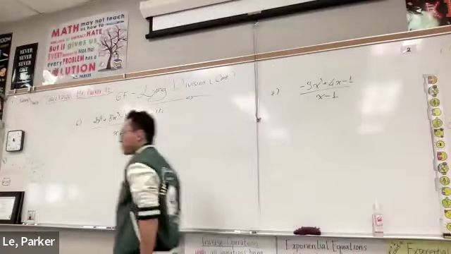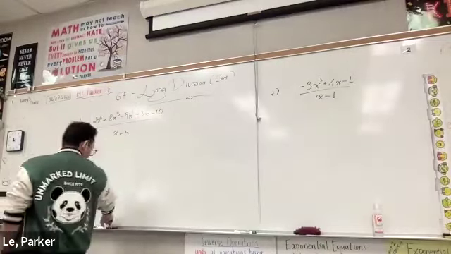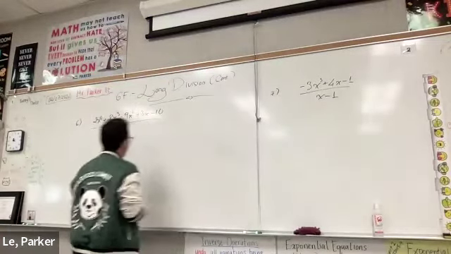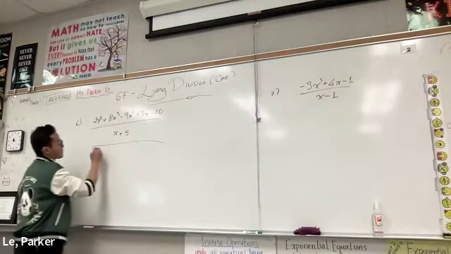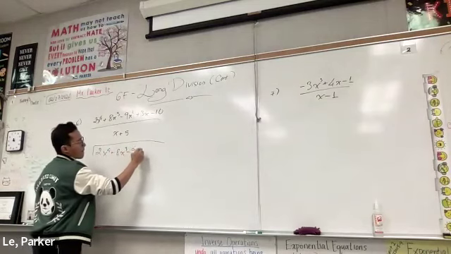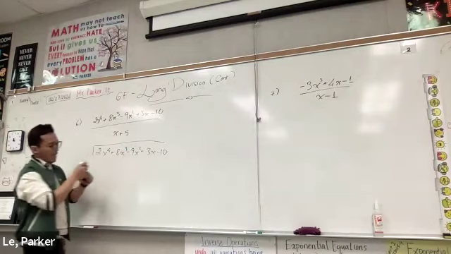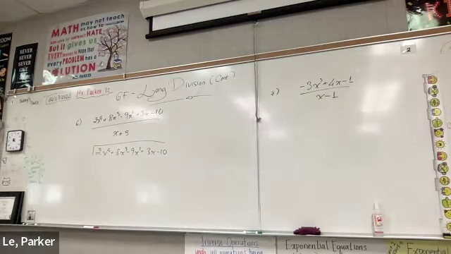Okay, let's do number 6. All right, Carlos. What is the name of this again? Dividend and the divisor. Very good. Okay. Set it up first. We're gonna do it.